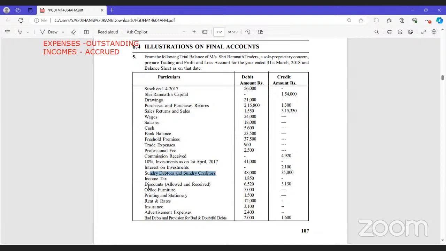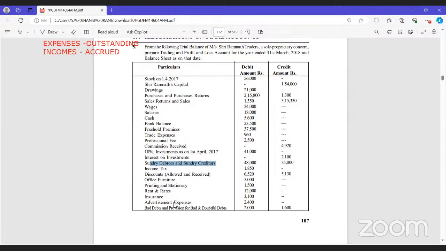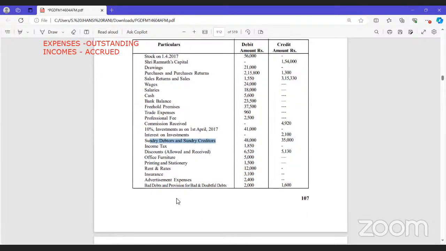Next, income tax, discounts allowed and received. Discount allowed is an expenditure, a loss to us, so we write it in profit and loss account debit side. Discount received is a gain to us, so we write it in the profit and loss account credit side. Office furniture is a fixed asset. Printing and stationery is an expenditure, we write in profit and loss account. Rent and rates, insurance, advertisement expenses, bad debts and provision for bad and doubtful debts.